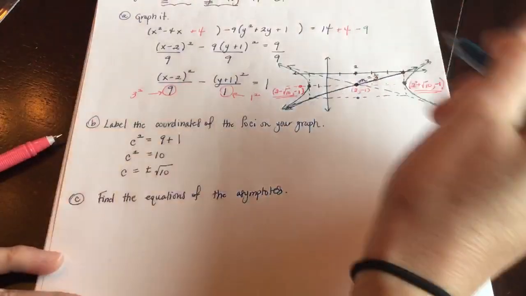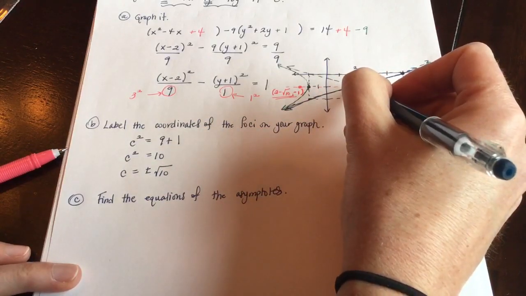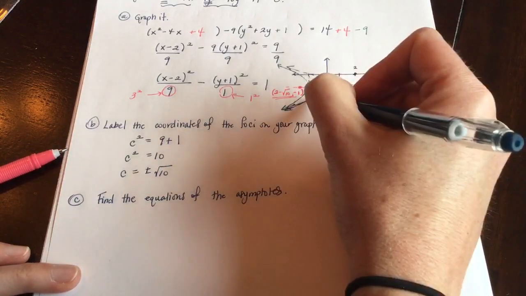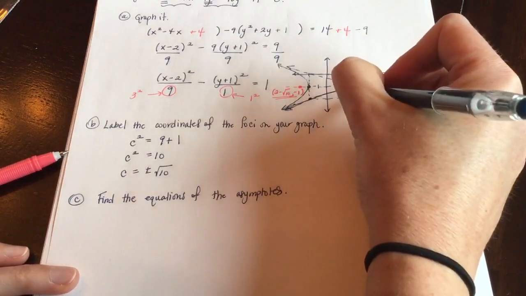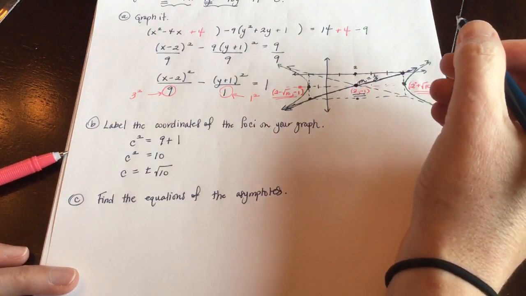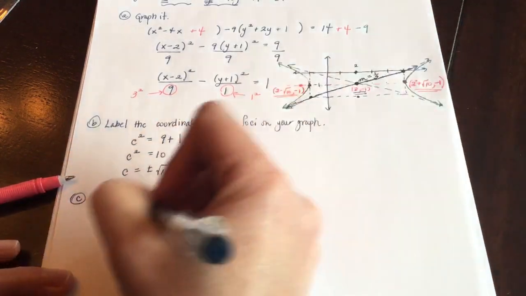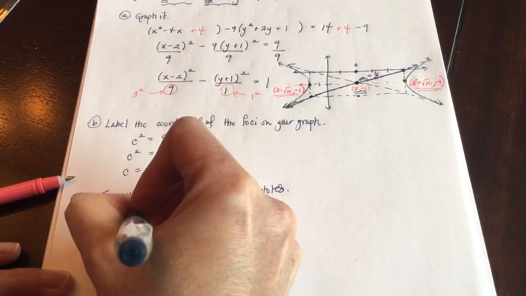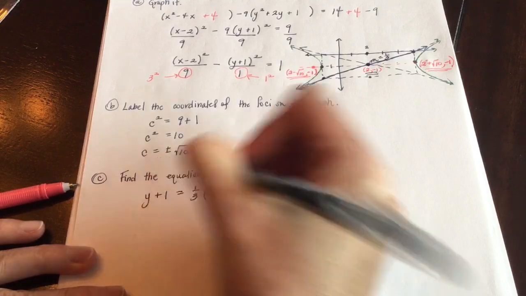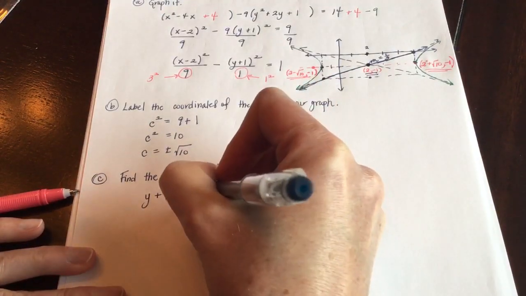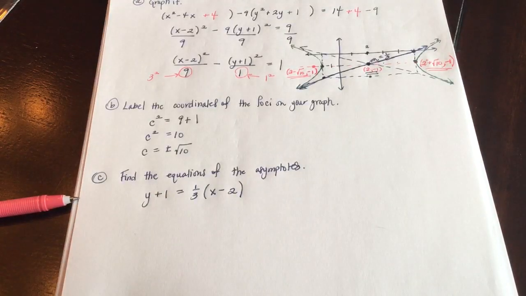I also claim that this line has to go through the center. Yeah, it has to go through these points also, but it has to go through the center. And what are the coordinates of the center? Well, the coordinates are (2, -1). So if you use point slope, you're going to have the equation of that asymptote real quick. What's it going to be? y minus -1, or +1, equals your slope, which is 1/3, and then times x minus the x coordinate of that point you know your line has to go through.